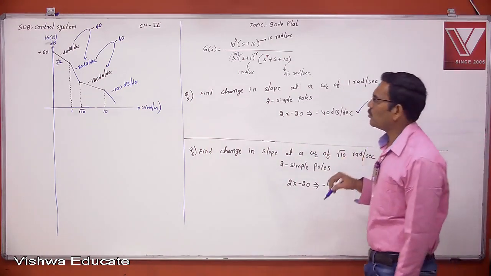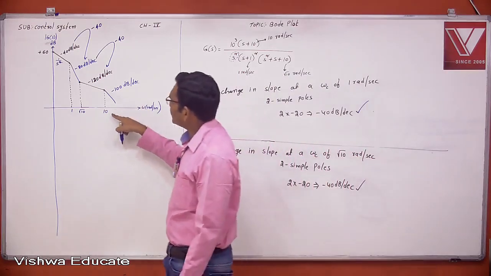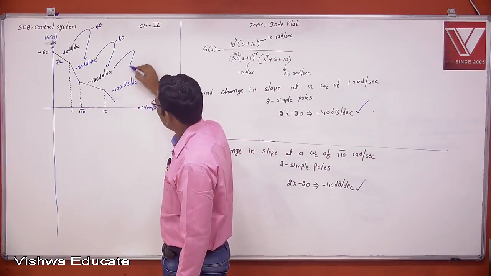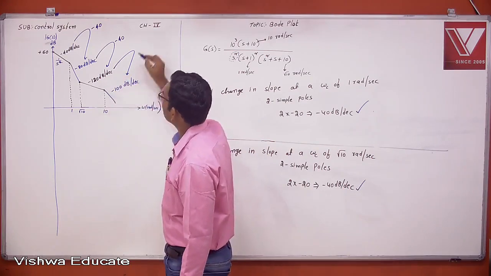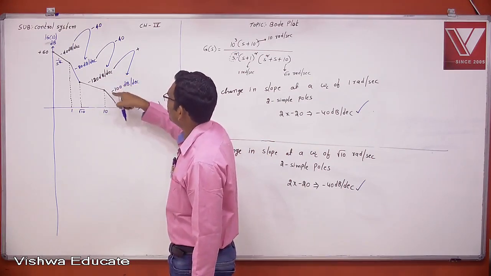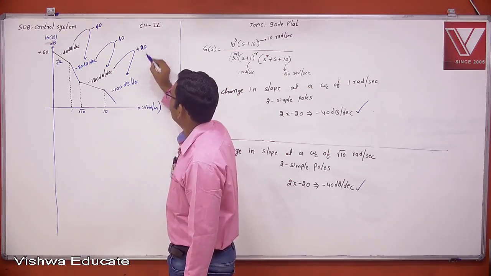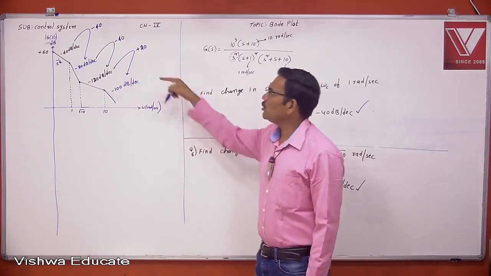Now the question is, at 10 radians per second, what is the change in slope? Minus 120 will become minus 100, means minus 120 plus 100. Sorry, minus 120 plus 20 is minus 100. Now, at 10, the change in slope is plus 20.